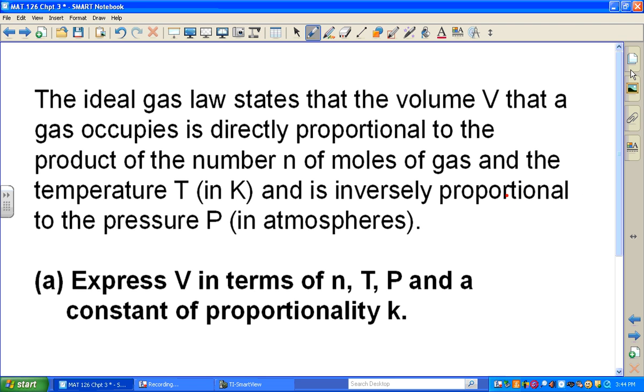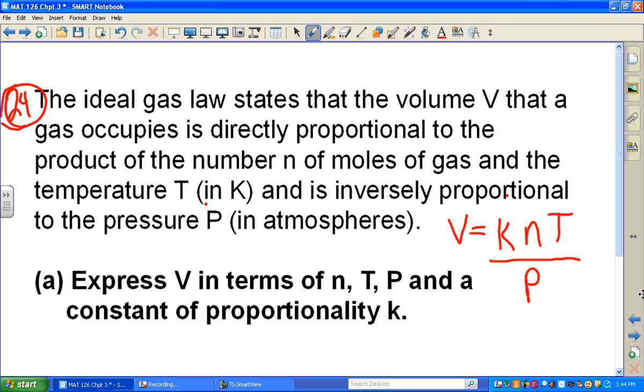Express V, the volume of the gas occupied. This one is number 24. The ideal gas law states that the volume V the gas occupies is directly proportional to the number N of moles of a gas, and the temperature K, and inversely proportional to the pressure.